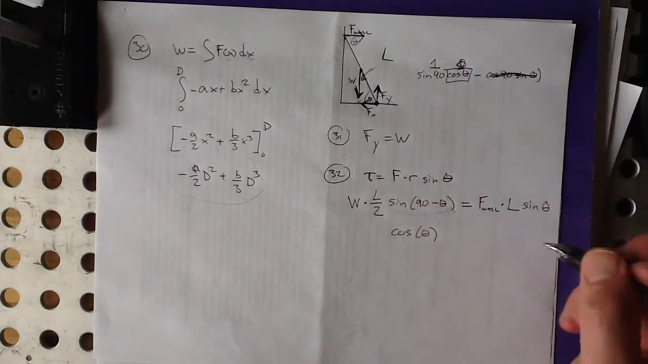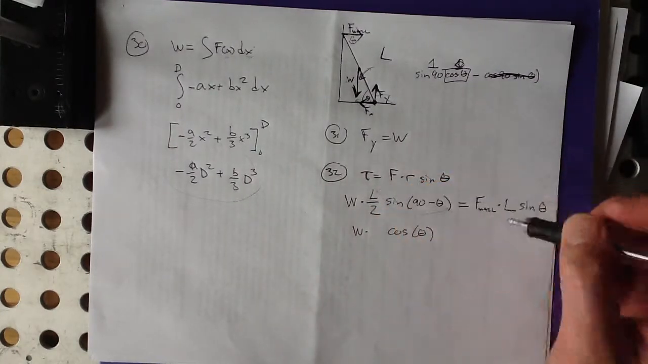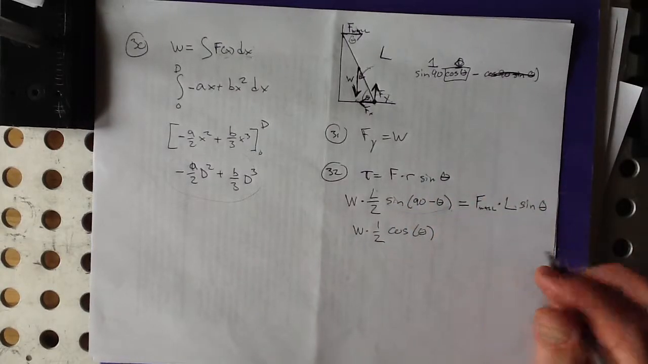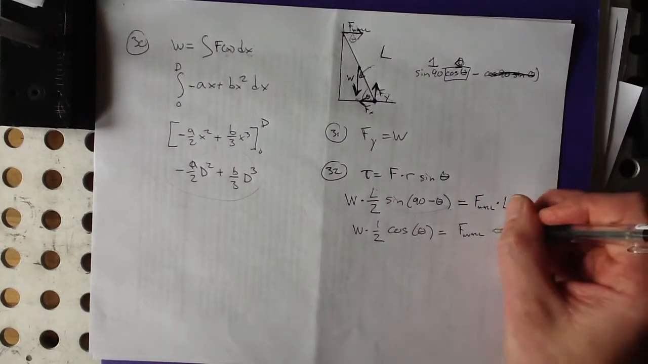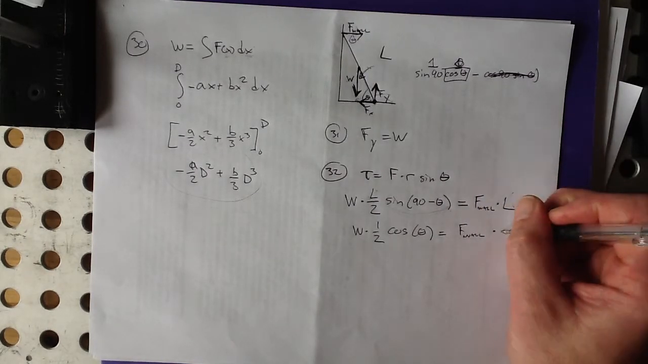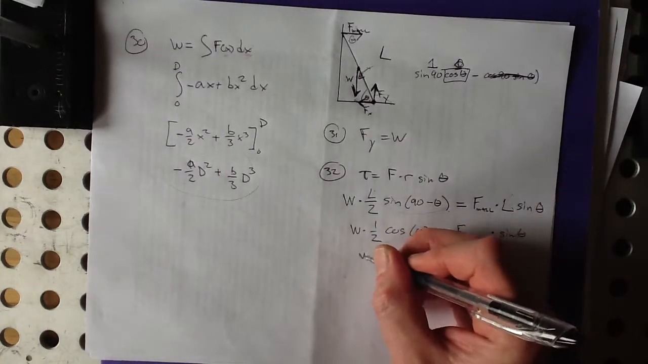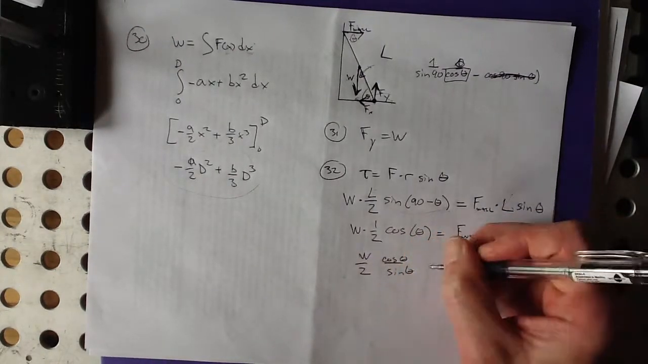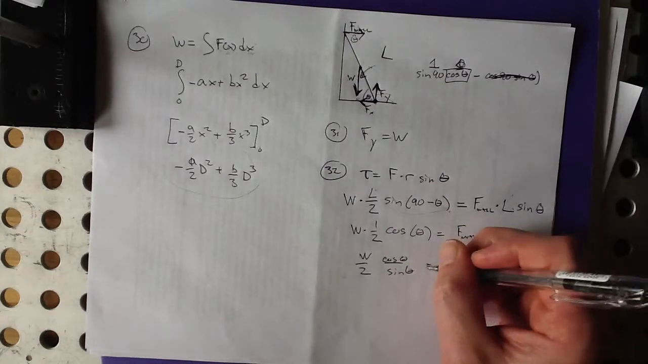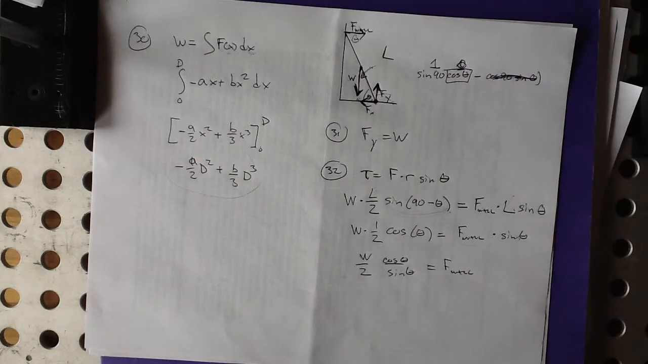So anyway, that gives us now W times, the L's on both sides cancel out, just have a 1/2 here, and the force of the wall, what we're looking for, times sine theta. We're trying to find this, so I'll solve for that. Divide over the sine, that gives me W over 2 is cosine theta over sine theta, and cosine over sine is cotangent. So the correct answer is E, W over 2 times cotangent of theta.